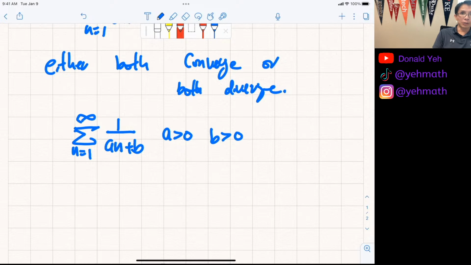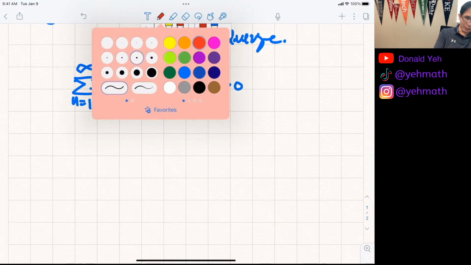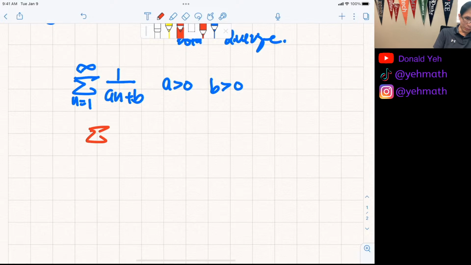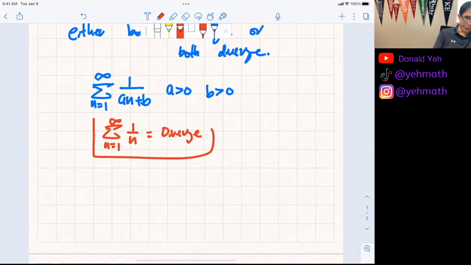Now you can use this by comparing. On the homework, you can compare to 1 over n, which diverges. This is the series we had to come up with, and hopefully this one's pretty easy to come up with. 1 over n diverges, so we use limit comparison.